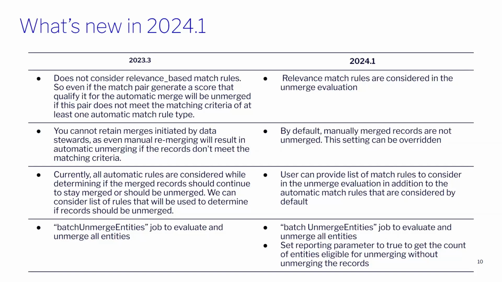In 24.1 we introduced more controls that allow you to introduce retain conditions, which allow you to tell the system that you are okay to unmerge this, but do not unmerge that. One of the things that we introduced in the retain condition was manually merged records. If you do not want the manually merged records to be unmerged, you can configure that, and right now it is the default configuration. So we do not unmerge manually merged records by default.